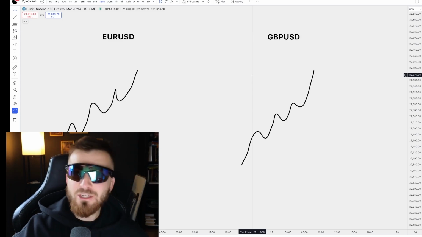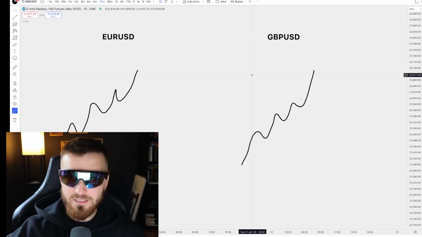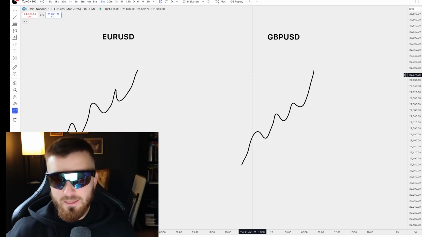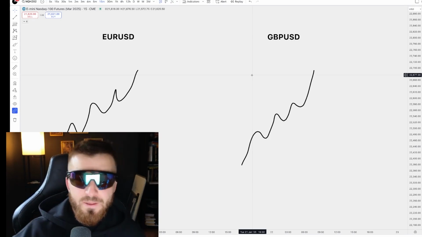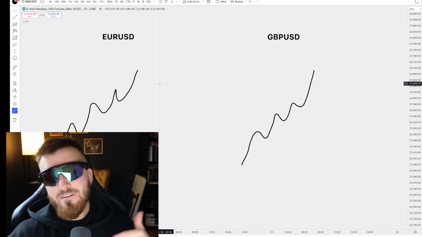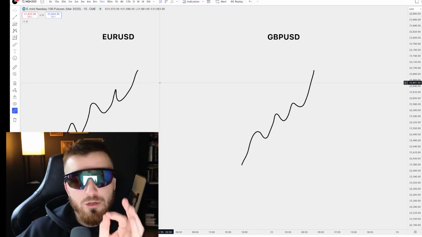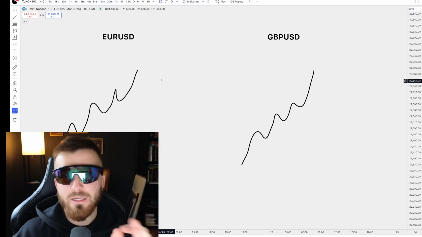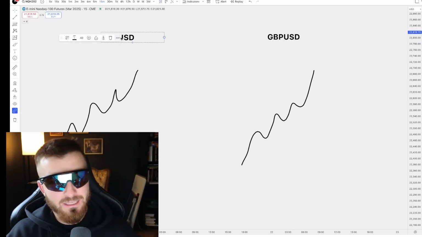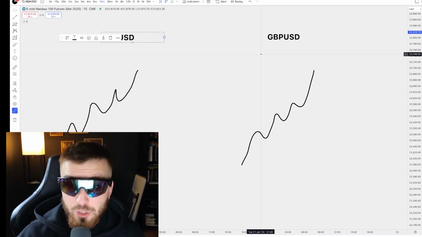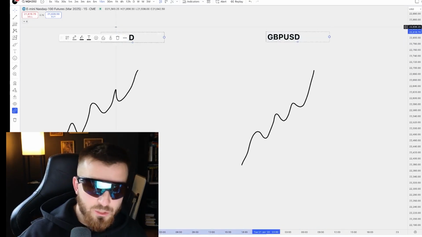One of the key pairs is a commonality, right? So we have euro and the pound versus the dollar. These two should be moving very, very similarly. There should not be that big of a difference when it comes to euro dollar and pound dollar.